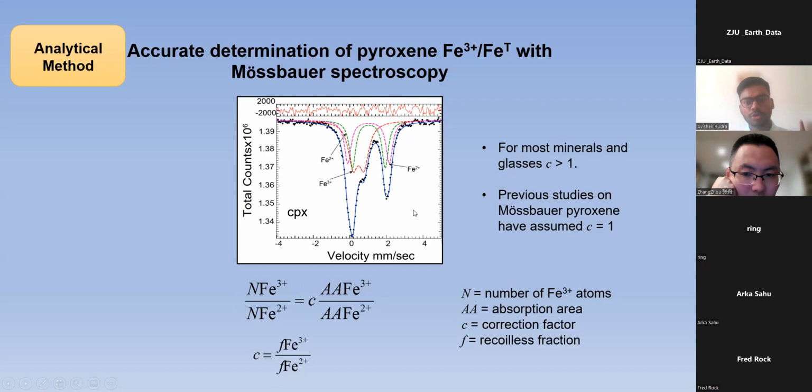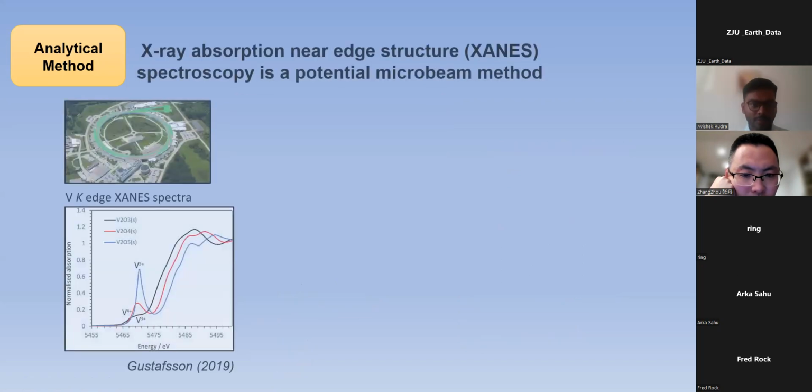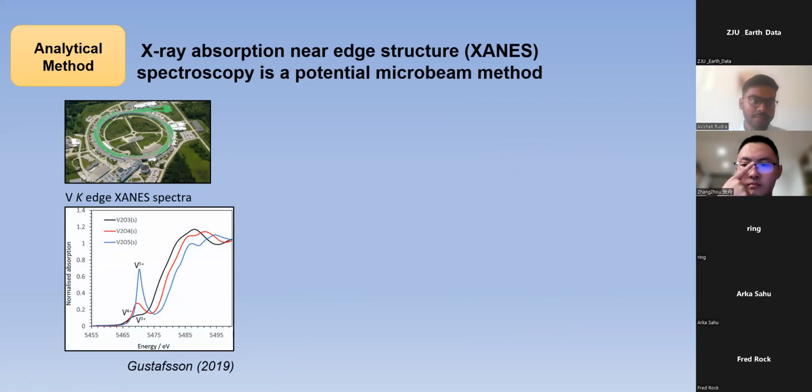We used Mössbauer spectroscopy to measure the ferric iron content of our pyroxene standards, both CPX and OPX standards. And then we need a microbeam method. For us, the method of choice is X-ray absorption spectroscopy, X-ray absorption near-edge structure spectroscopy, or XANES. XANES spectroscopy has been widely used in earth sciences to measure not only ferric iron, but the valence of many elements, including vanadium, titanium, iron, sometimes copper, in different systems, like glasses and different crystals.